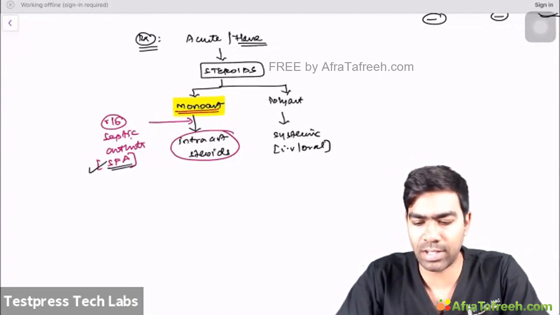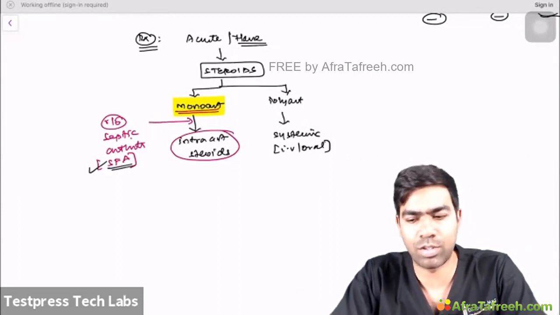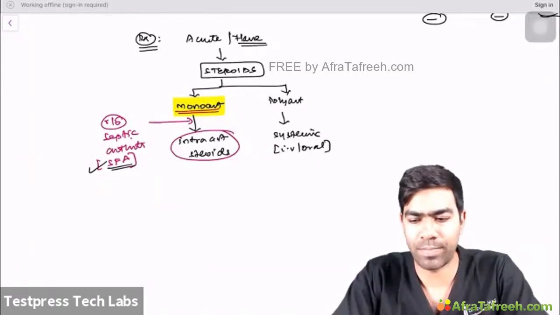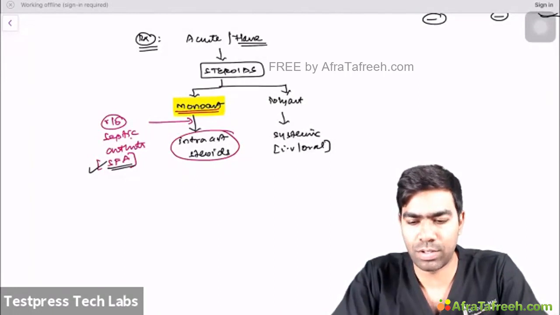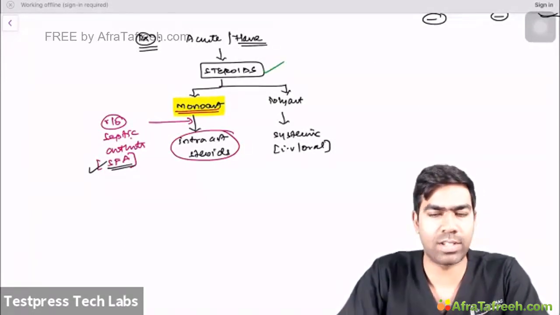So rule out septic arthritis at any cost, then inject the steroids into the joint. Otherwise, it will become a catastrophe if it's a septic arthritis and you inject steroids into the joint. Be careful about that. So of course, if they ask you the treatment of acute flare, it's always the steroids, nothing else.